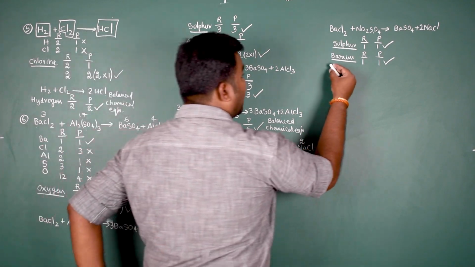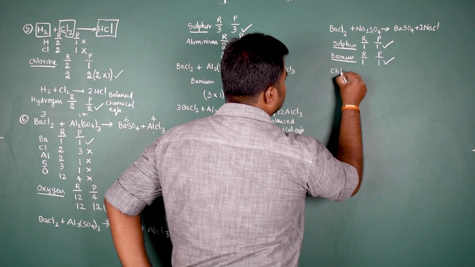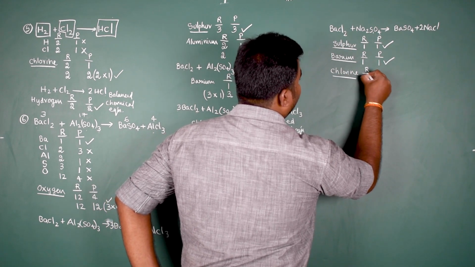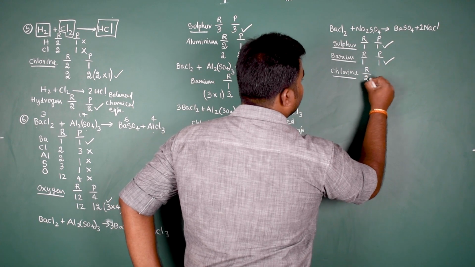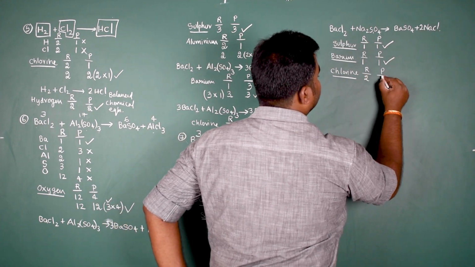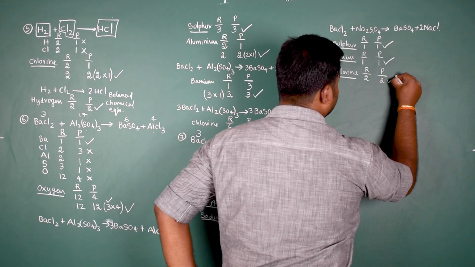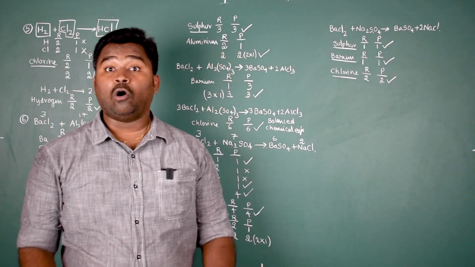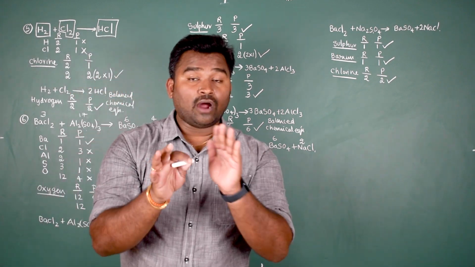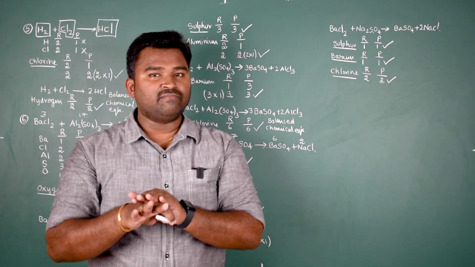Then finally I have to balance chlorine. In balancing chlorine, on the reactant side I have 2 chlorines, whereas on the product side I have 2 into 1, hence 2 chlorines. So my chlorine is also balanced. All the atoms are balanced. But what is the final step? You have to check if all the atoms are balanced or not.